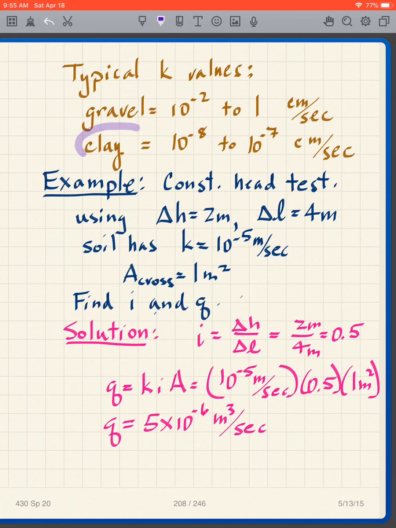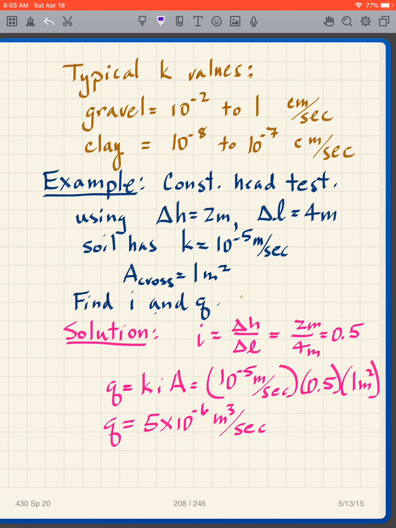Whereas for clay, if you have a clay soil, not much water passes through there, and you get something like 10 to the negative 8, 10 to the negative 7th centimeters per second. For some reason, K is almost always given in centimeters per second, and not English units, and I don't really know why.